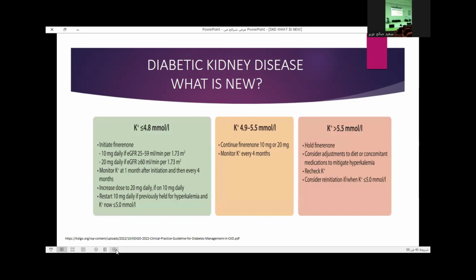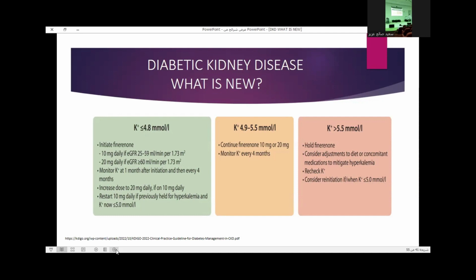And again, as with any medication we use, we usually look for the side effects and make sure how we should monitor this medication. This medication is associated with increased potassium. So usually we are supposed to start the patient if their potassium is less than or equal to 4.8. And if the GFR is less than 60, we are supposed to use the dose of 10 milligram. If it's more than 60, we can use up to 20 milligram.